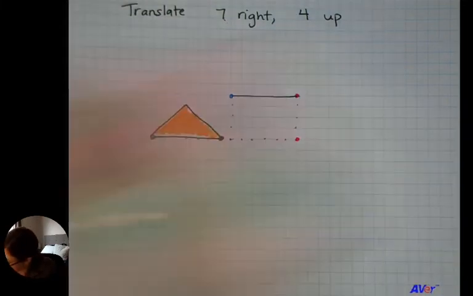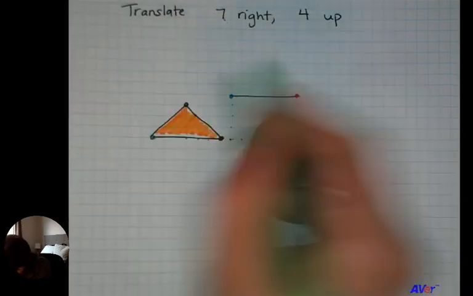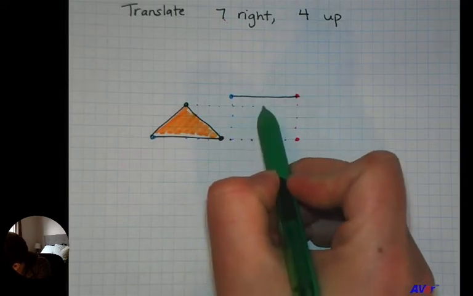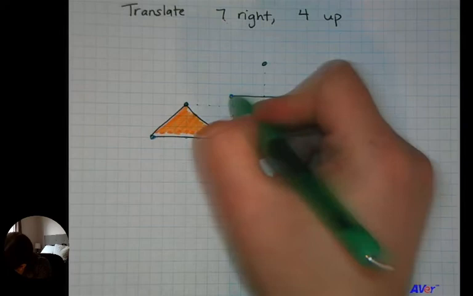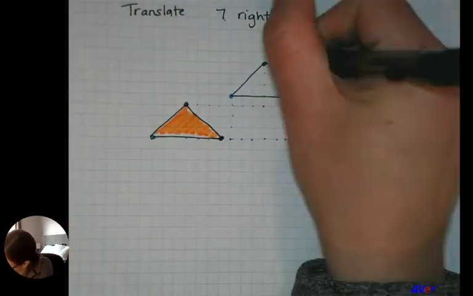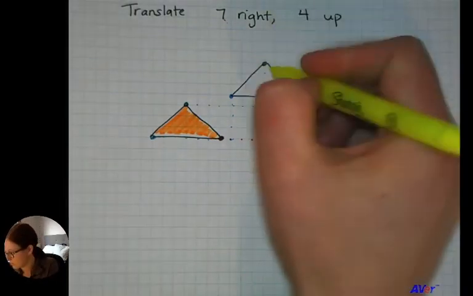Okay, and then I'm going to translate this last dot, here it is. 7 to the right. 1, 2, 3, 4, 5, 6, 7. Up 4. 1, 2, 3, 4. So now there's the 3 corners of my triangle, and if I connect the dots, you can see that final triangle looks the exact same as my original one, right?